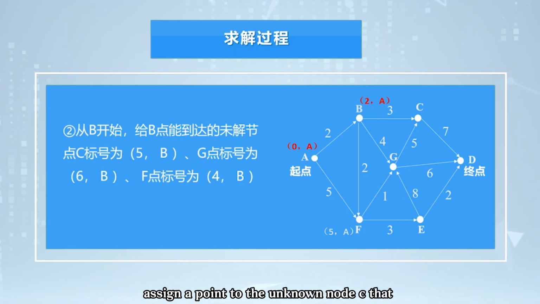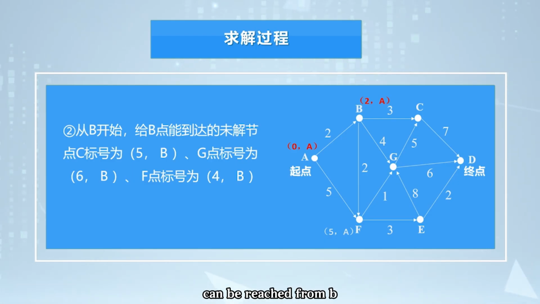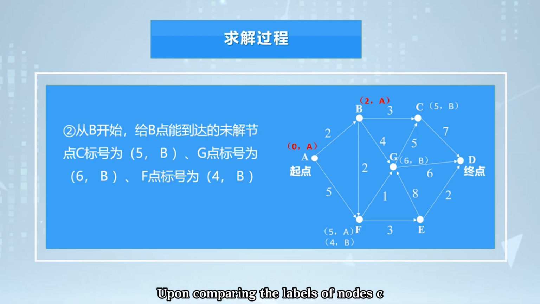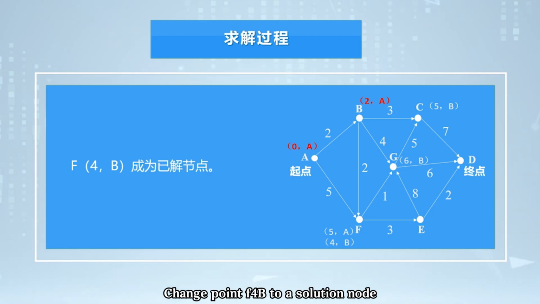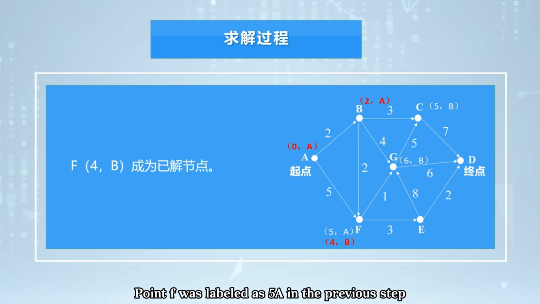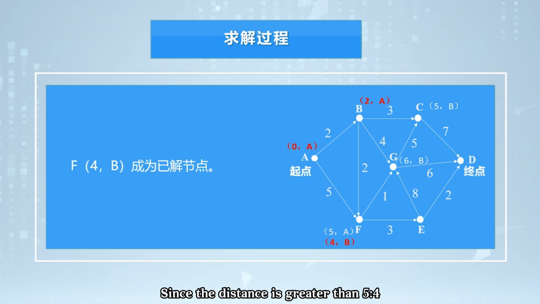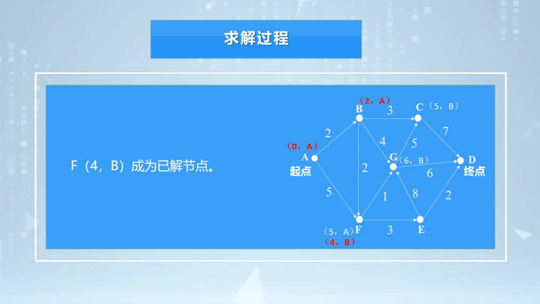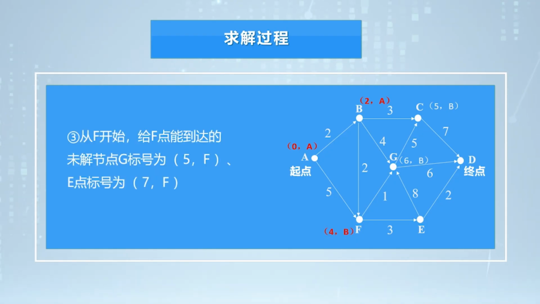Starting from B, assign labels to the unsolved nodes that can be reached from B: C is labeled 5B, G is labeled 6B, and F is labeled 4B. Comparing the labels of nodes C, G, and F, the shortest path is from A to B to F, so change F4B to a solved node. It is worth noting that point F was labeled 5A in the previous step. Since 5 is greater than 4, AF is larger than ABF, so it can be directly skipped.